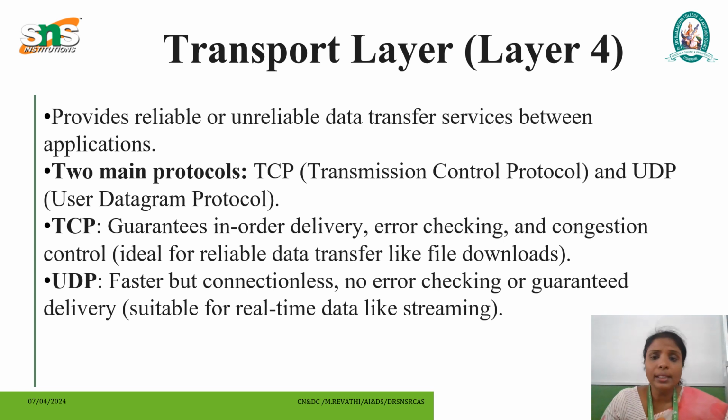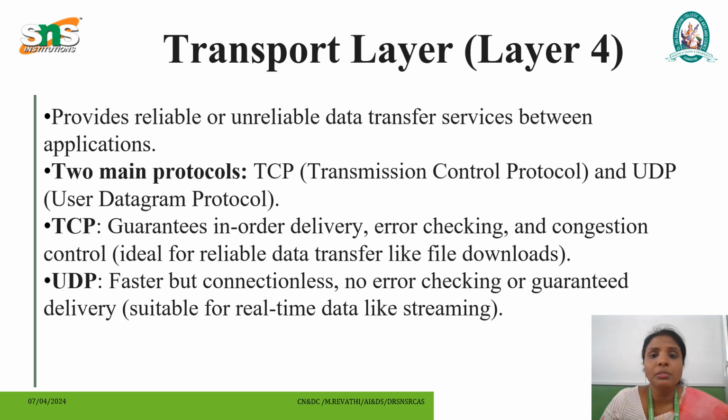Next one is layer 4, the transport layer. The transport layer acts as the intermediary between the application and the network layer. It's responsible for taking data from the application layer, splitting it into smaller packets if necessary, and ensuring its delivery to the designated application on the receiving device. This layer offers two primary protocols. One is TCP, another one is UDP. TCP means Transmission Control Protocol and UDP means User Datagram Protocol.